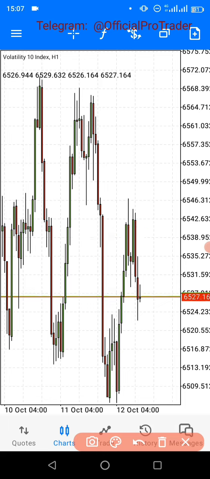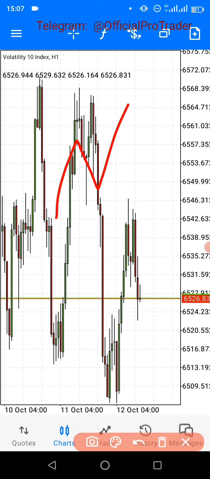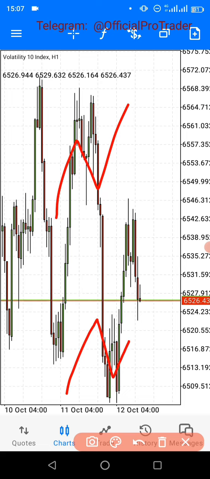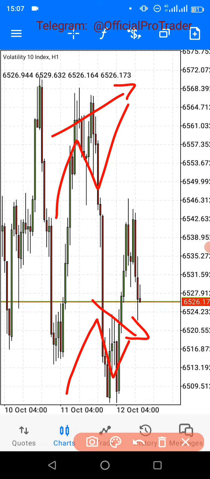Now, how does regular divergence happen? Regular bullish divergence is a situation where price makes a lower low, while the indicator, on the other hand, makes a higher low. And for a regular bearish divergence, price makes a higher high while the indicator makes a lower high.